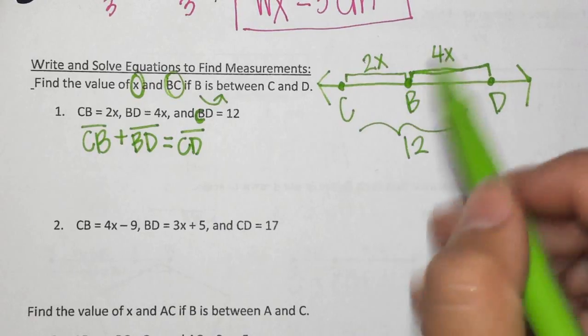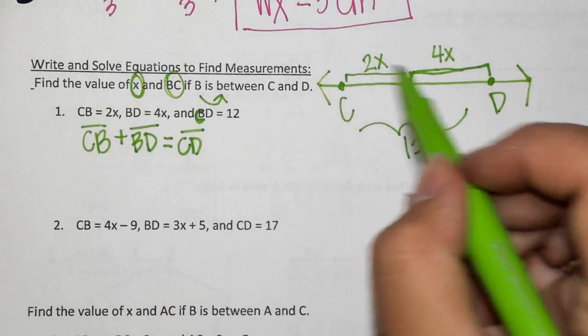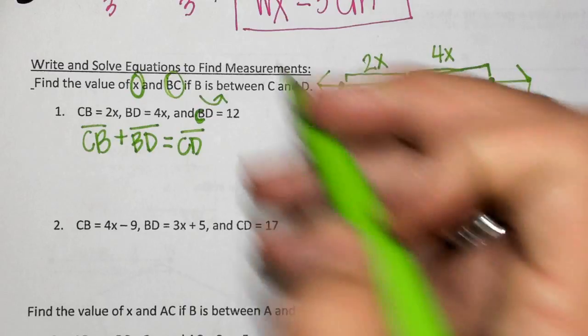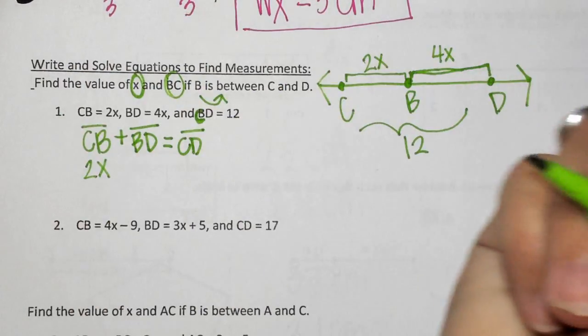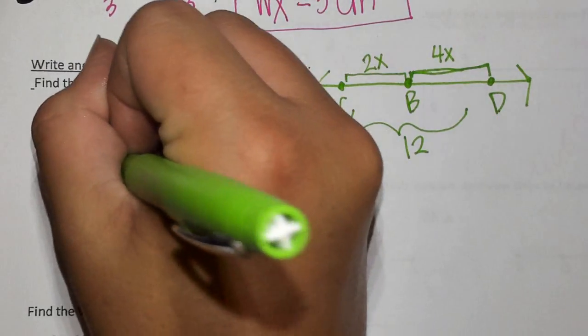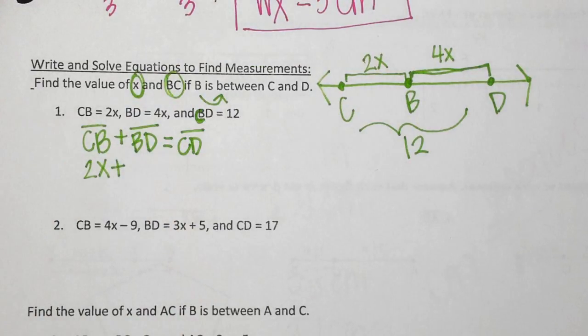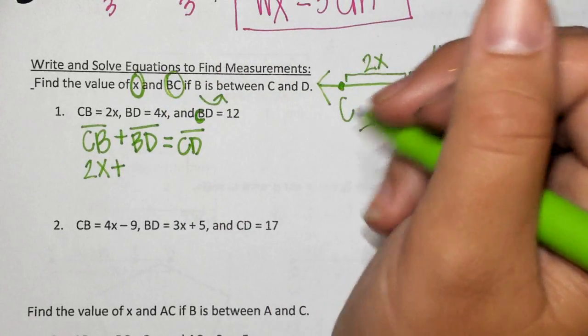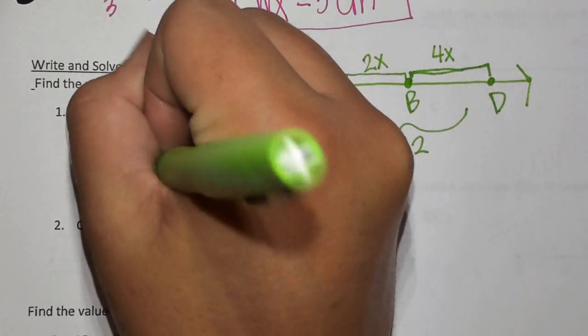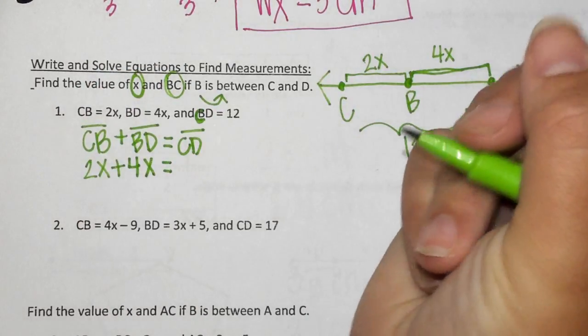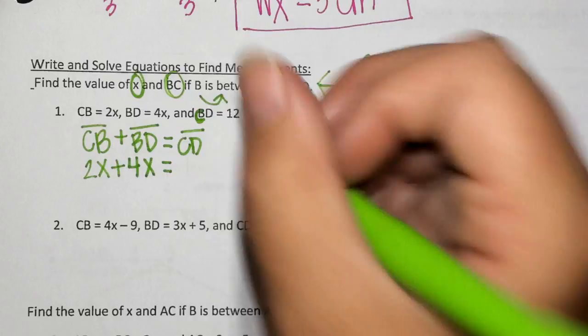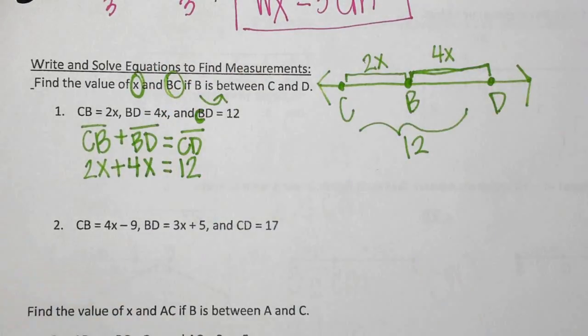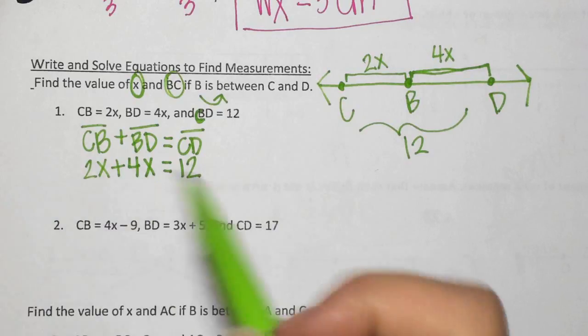Now let's take what we know and plug it in. Well, I know CB is 2x. So 2x. Damien, how much is BD? 4x. Day, how long's the whole thing? 12. Now look at that formula. Got the answer? Oh my goodness.